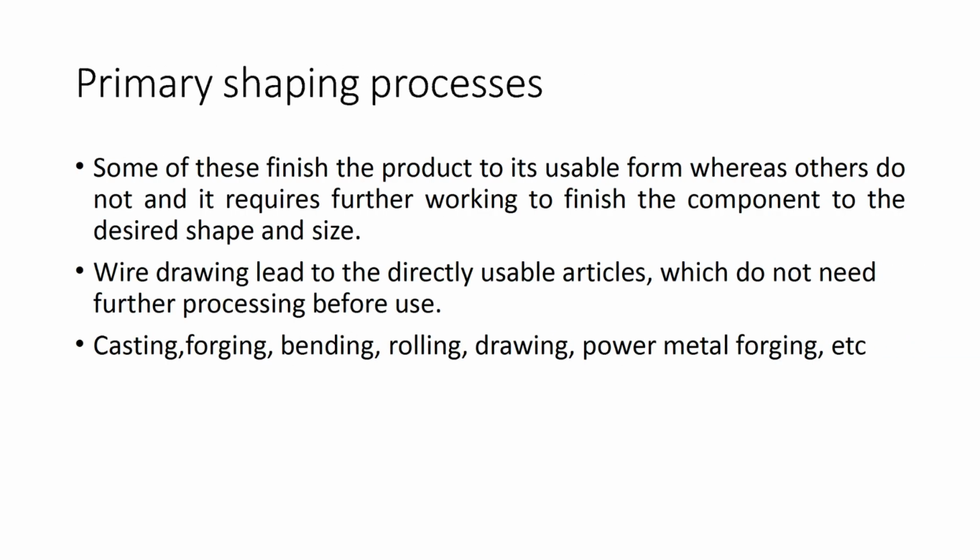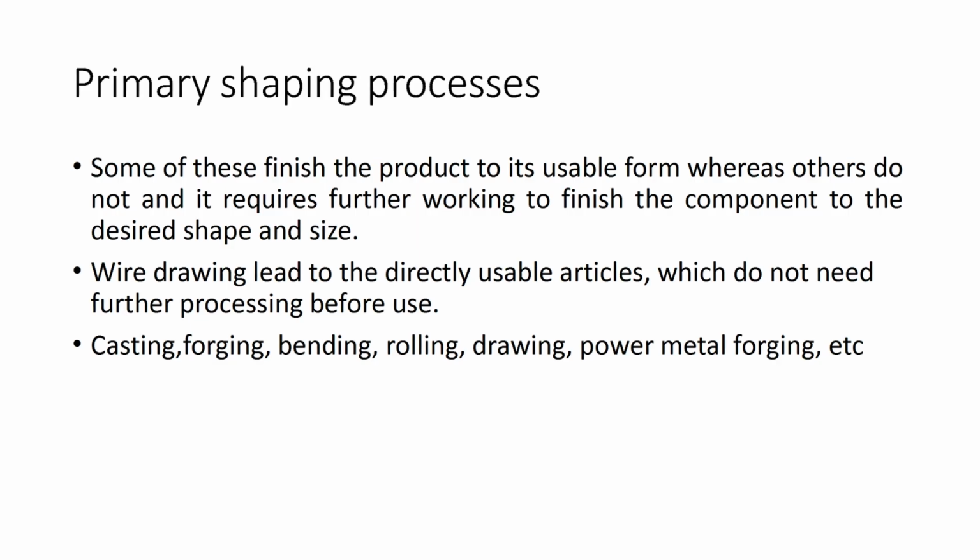First, the primary shaping processes. Now here's an interesting point. Some of these processes finish the product to its usable form, whereas others do not, and require further working to finish the component to the desired shape and size. For example, an operation like wire drawing leads to directly usable articles which do not need further processing before use. Other common primary processes include casting, forging, bending, rolling, drawing, and powder metal forging.